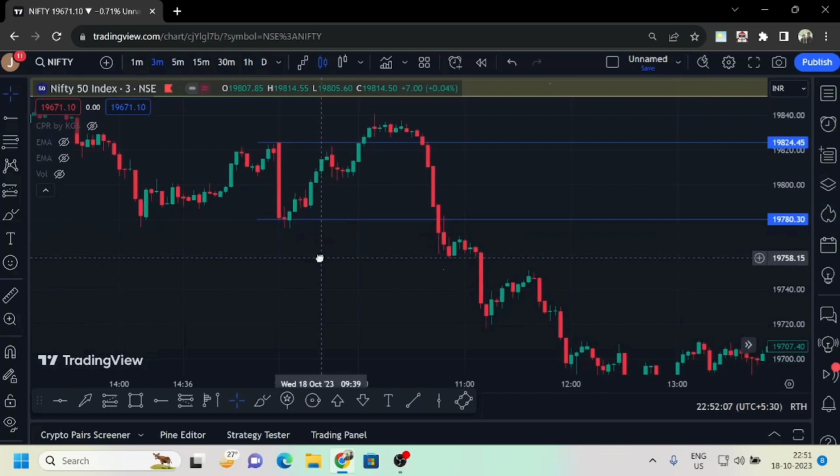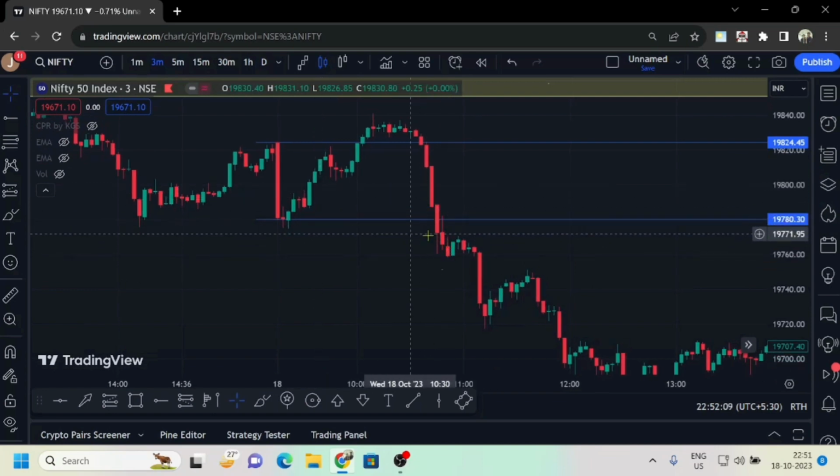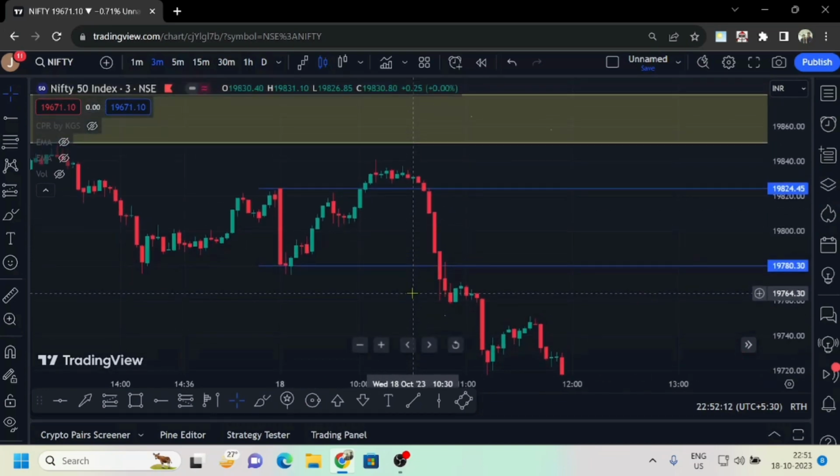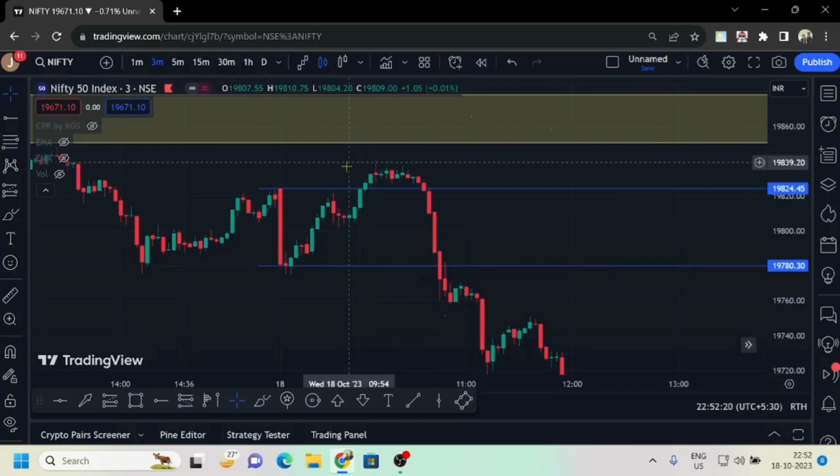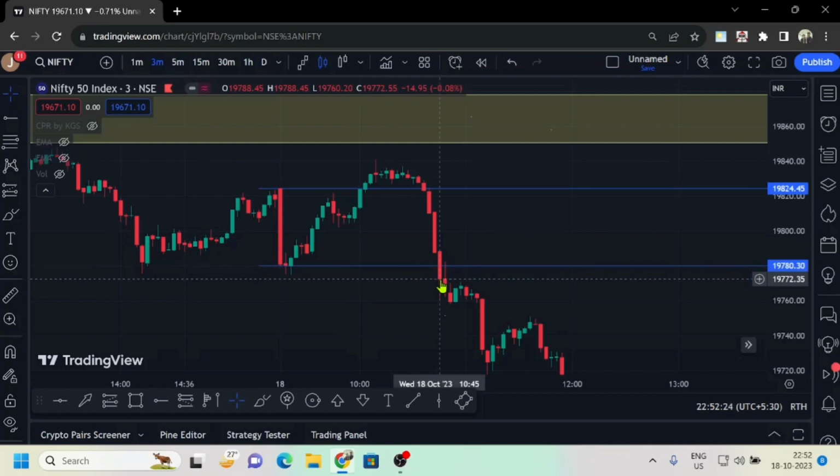Because of a few reasons, I took the trade at this point. I will show you why. Here, the candle is not going above the gaps. So the candle is showing weakness here and it is turning around. At this point, I entered. Why? I will show you.